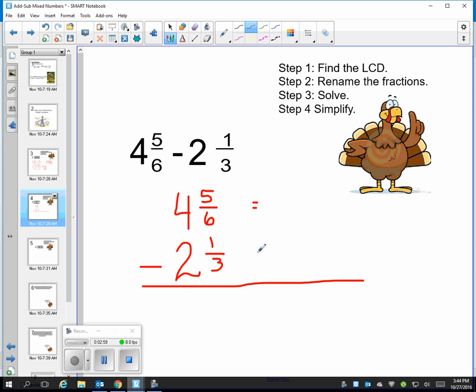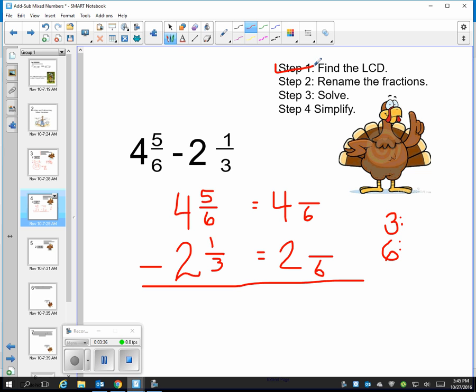Okay, step 1 is find the least common denominator. Now my whole numbers are not going to change. I'm going to still keep them as 4 and 2. I just need to find an equivalent fraction for 1/3. What denominator do we want to use? If we're dealing with thirds and 6, what would be our common denominator? If you can't think of it right off the bat, list the multiples. Pause the video and list the multiples of 3 and 6. I know my least common denominator is going to be 6.